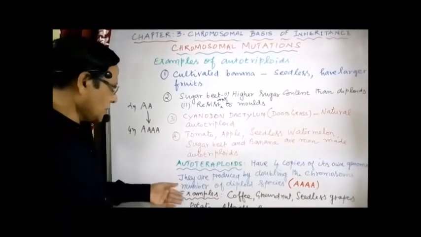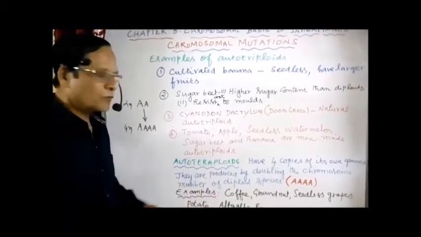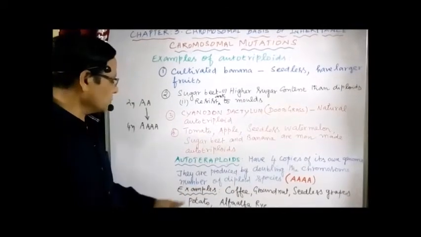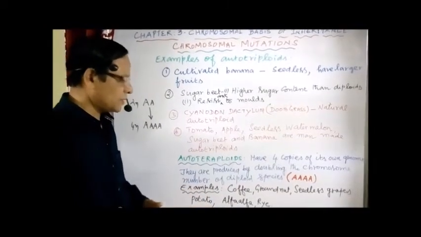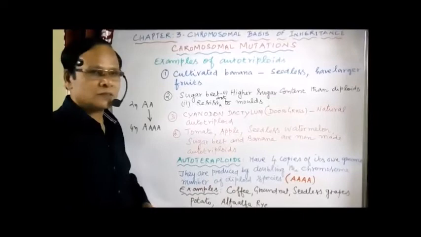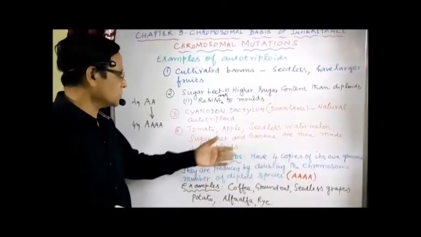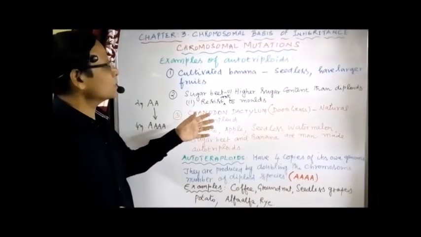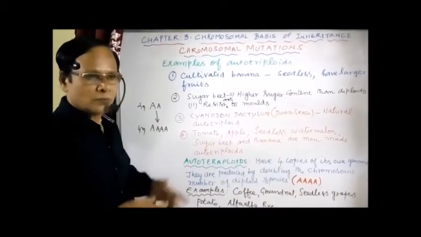Now, what are the examples? We have coffee, groundnut, seedless grapes, potato, alfalfa, another plant, and rye, the cereal, a millet. These are all examples of autotetraploids. So with that I conclude the autopolyploids.